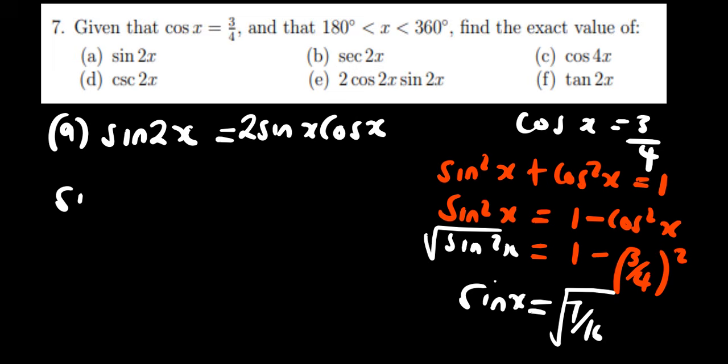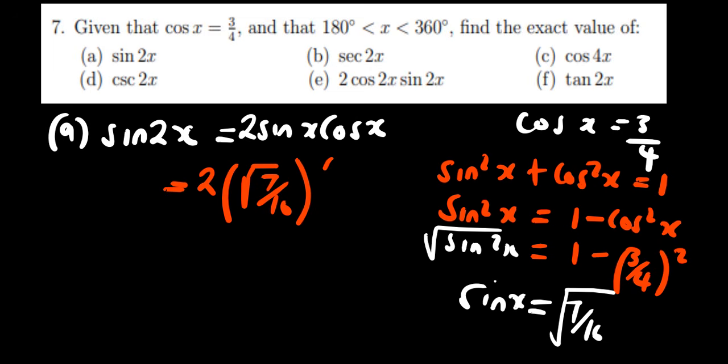So what do we now have? From this, what do we now do? We're just going to replace. We're going to say 2 multiplied by sine x. We've already found it is the square root of 7 over 16. This is multiplying by cos x. Cos x is already given as 3 over 4. Then you solve. So what do we get when we simplify this expression?